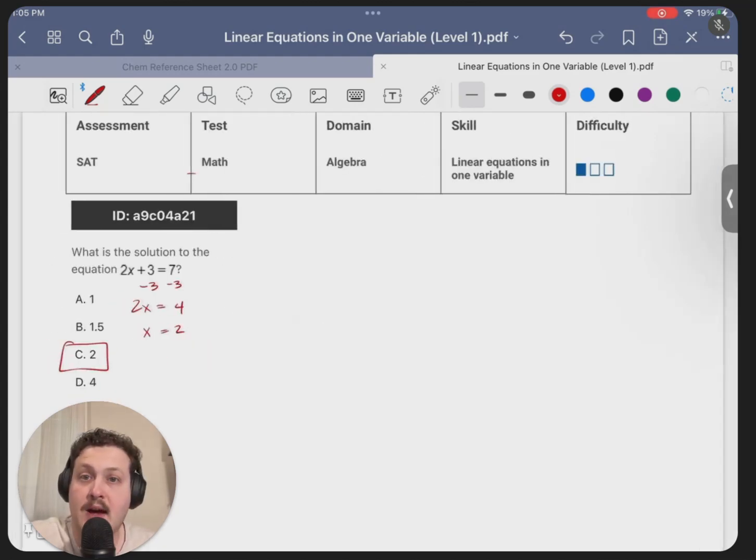Cool. That's the end of level 1 problems. I'm going to stop the video and hope that I had 100% mastery.